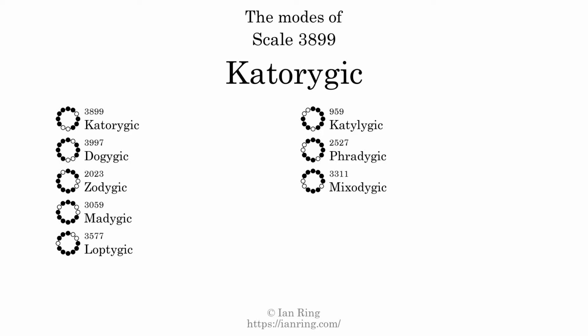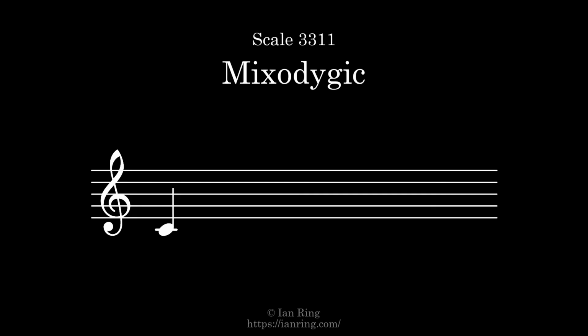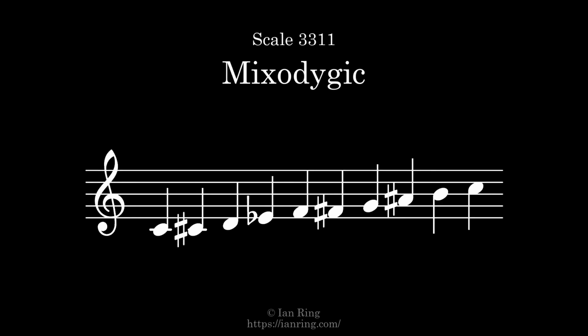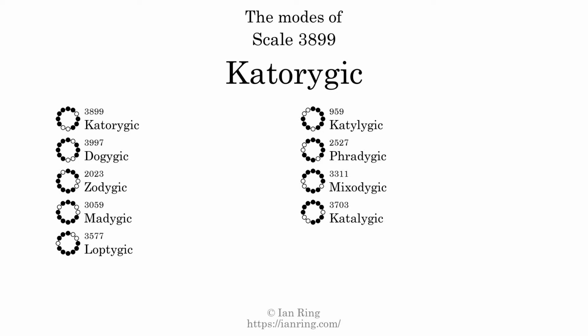The eighth mode is scale 3311, also known as digigic. It sounds like this. The ninth and last mode is scale 3703, also known as Katorygic. It sounds like this.